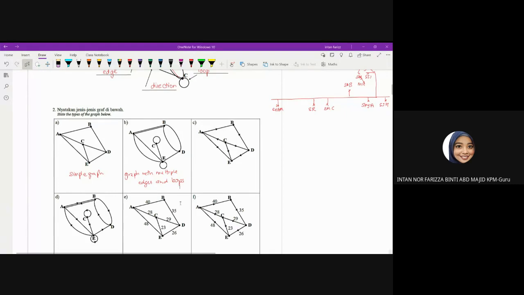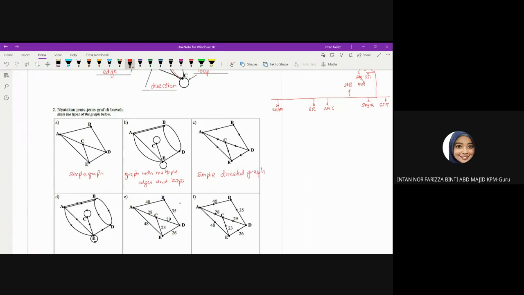The third one we have is similar to A, but we have arrows. So this is what we call a simple directed graph. Why is it called simple? Because there are no multiple edges and no loops. Okay, simple directed graph. Directed because of the arrow.